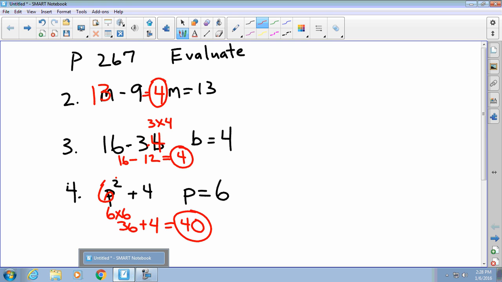Again, we are solving problems. We're dealing with algebraic expressions. We now know what the letter equals. Remember, the letters are also called variables. So what the letters are equal to, we're going to go ahead and plug them back into our problem and then solve our problem. And we plugged in m for 13, b was 4, and p was 6. And this is on page 267 in your Go Math books.